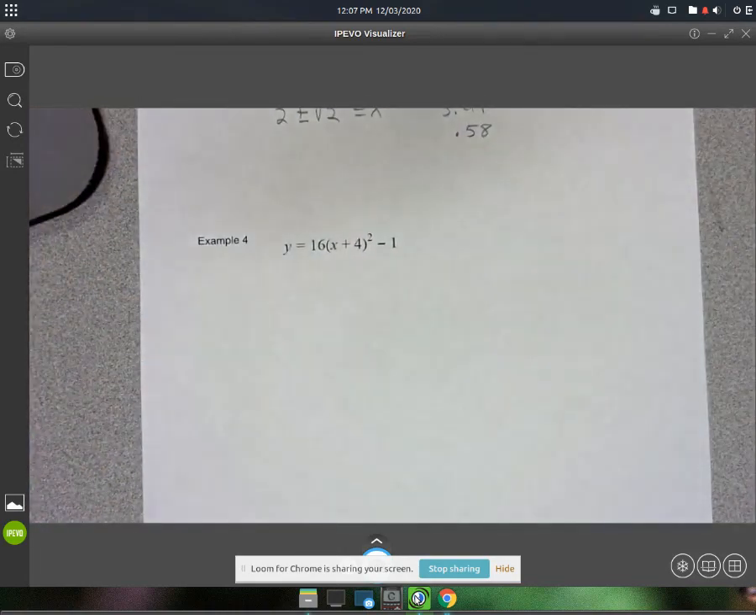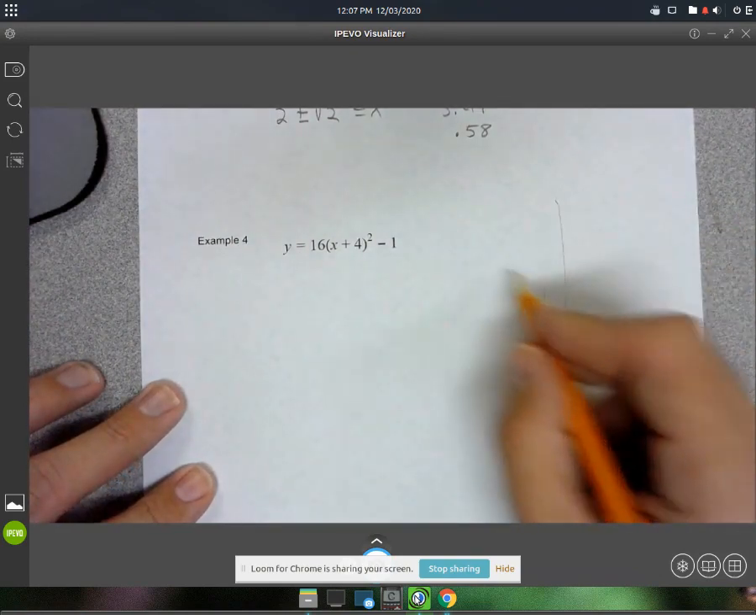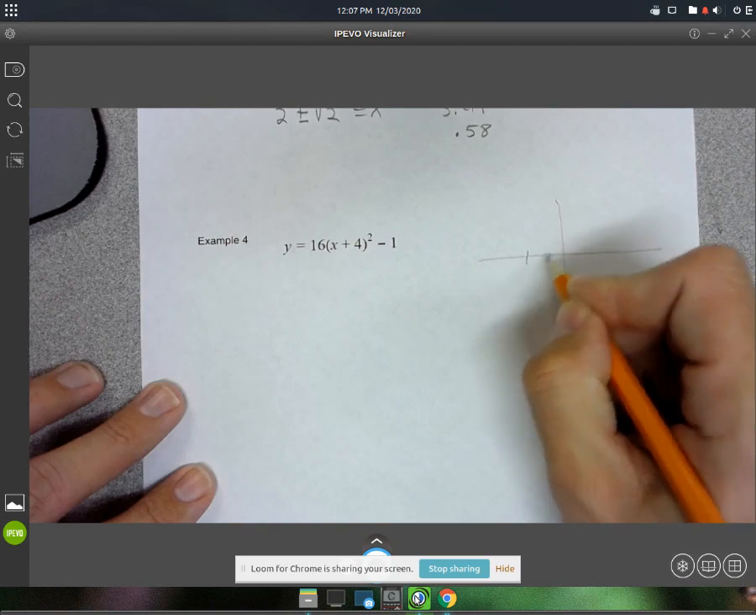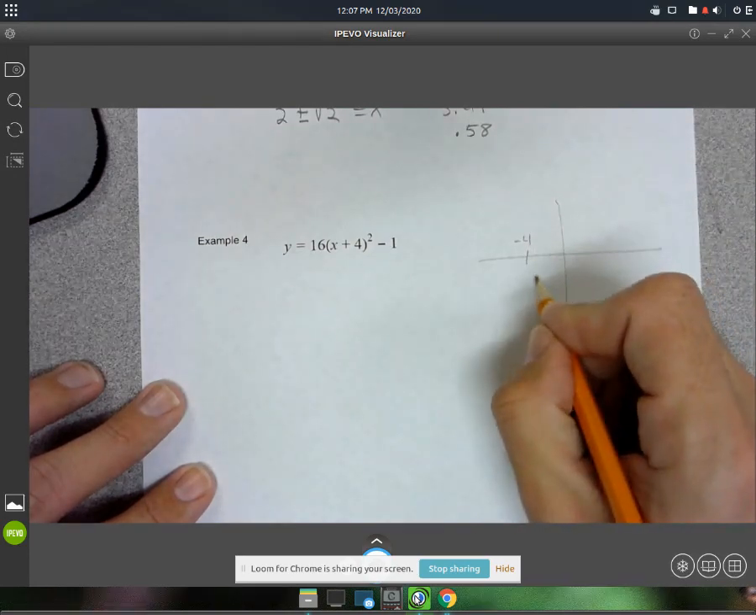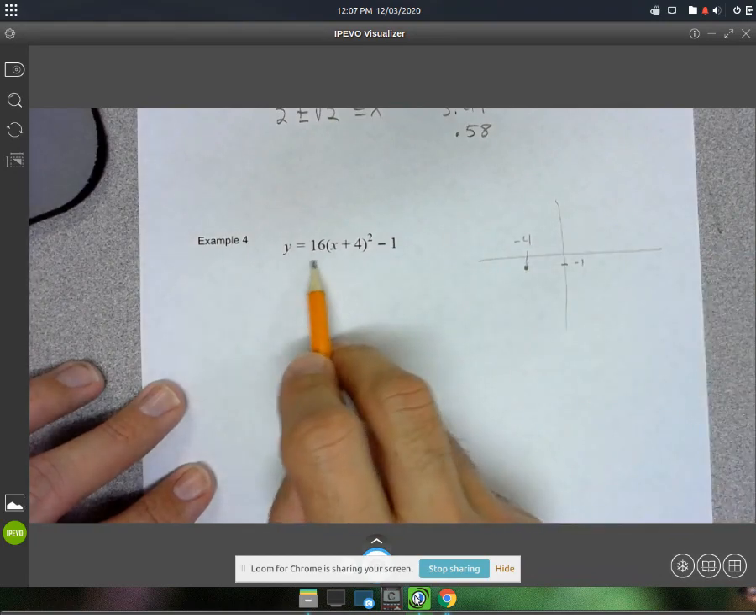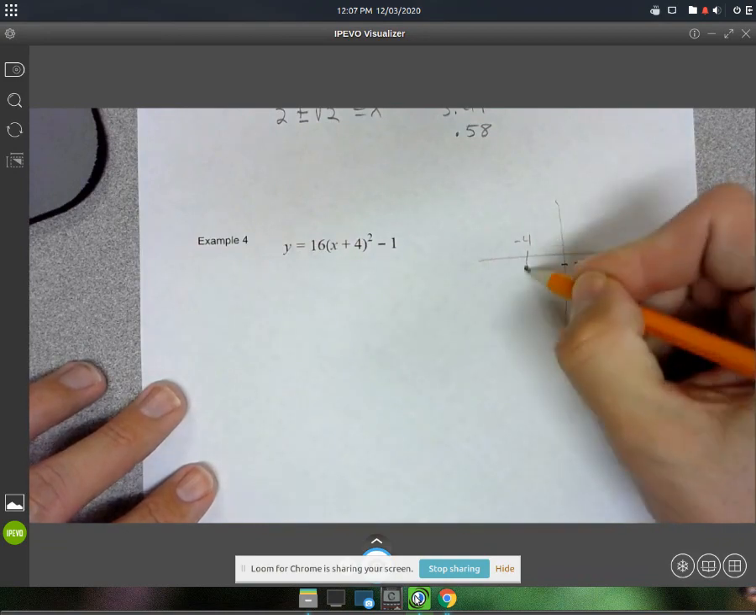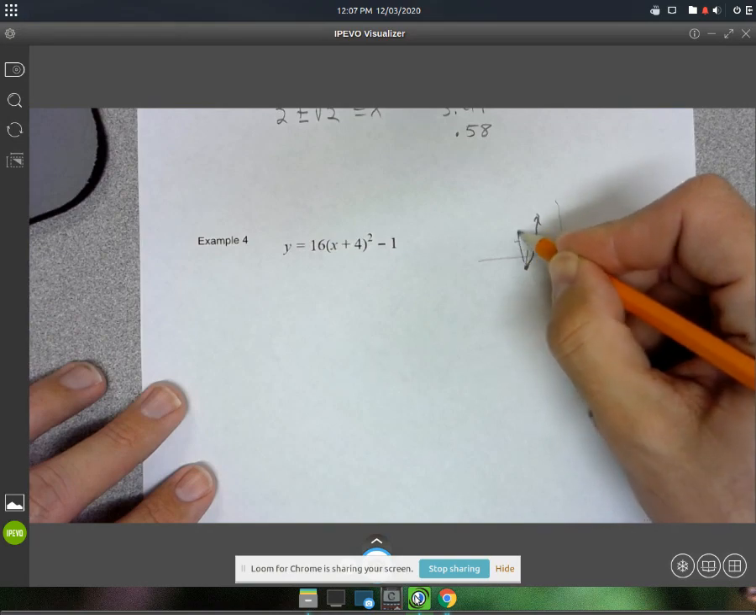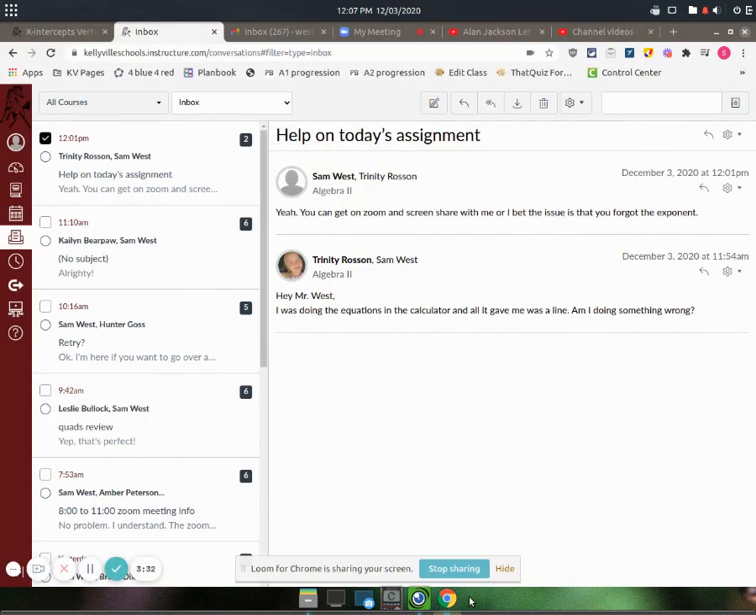Okay, here's a trickier one. I'm going to graph it real fast. So left 4, so this is negative 4, and down 1, so right there. And this 16 is a positive, so this is going to open up super, super skinny, more skinny than you can probably imagine.